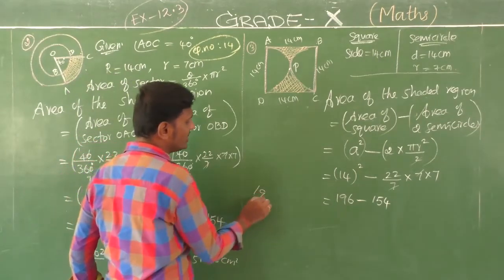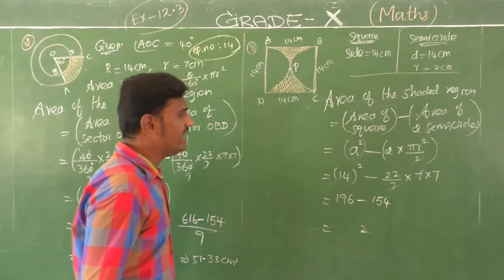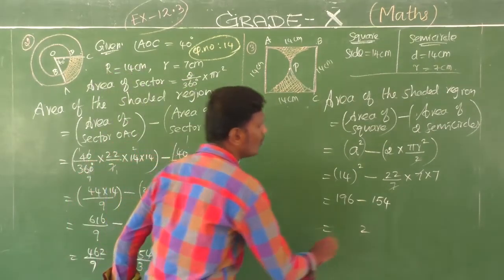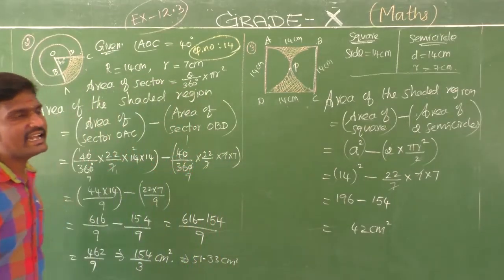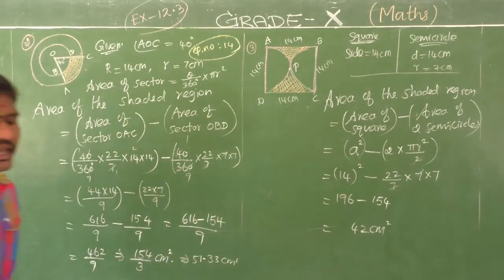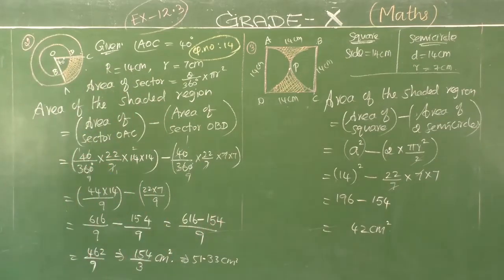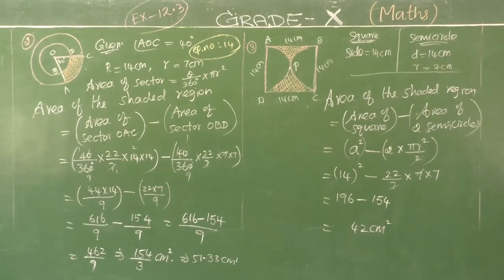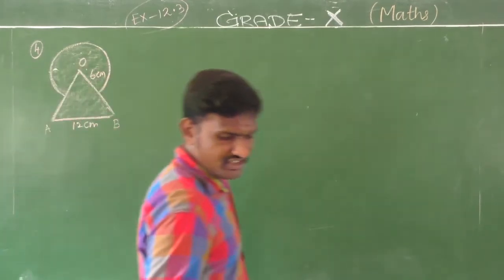154. Now subtract these two. What will come? 6 minus 4 is 2. Then 9 minus 5 is 4. So 42 centimeters square. What is your final answer? 42 centimeters square is the area of the shaded region. Yes, student. So I hope this exercise will be very easy. Yes. Question number 4. So students, look at question number 4.